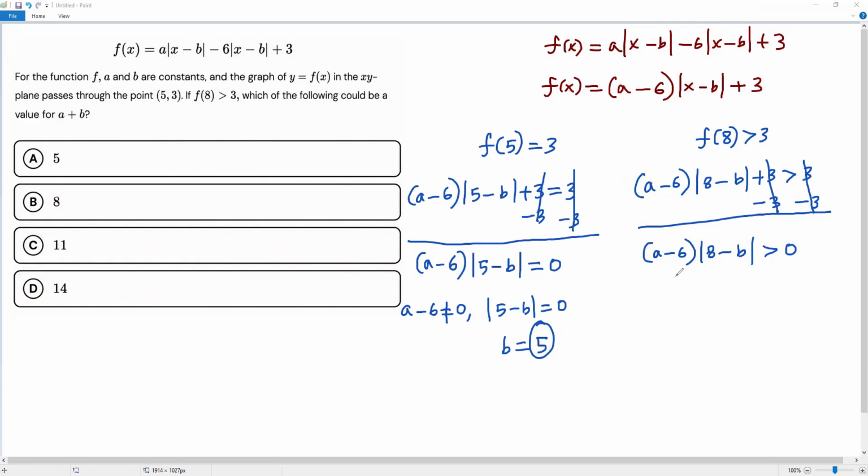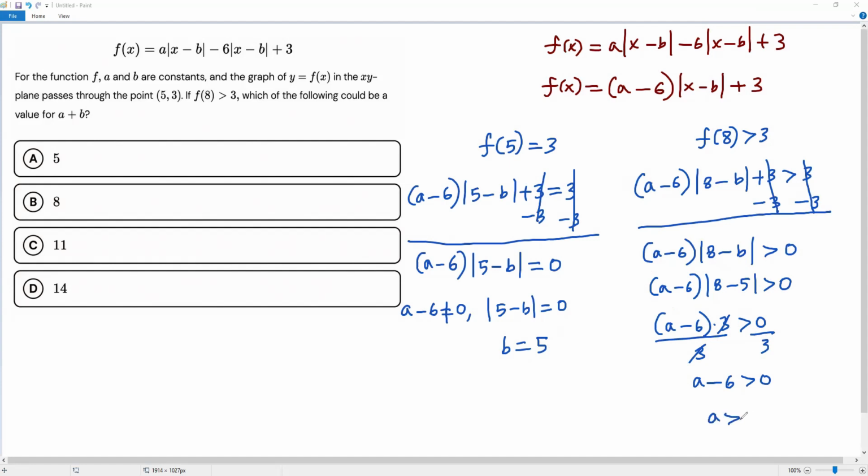Let's plug in this value 5 for b in this inequality. Then we have (a − 6)·|8 − 5| > 0. We get the absolute value of 3. The absolute value of positive 3 is still 3, so 3(a − 6) > 0. Let's divide both sides of this inequality by 3. This 3 will cancel out. I am getting a − 6 > 0. Now when I add 6 to both sides, I am getting a > 6. Here I got the value of a as an inequality. That is, we can consider any value greater than 6 for a.